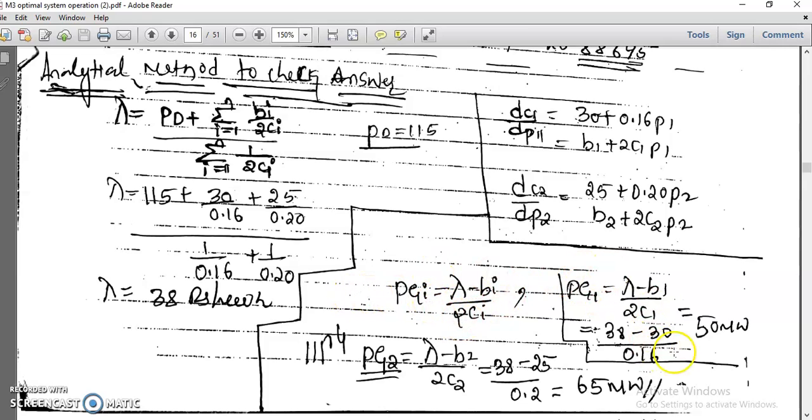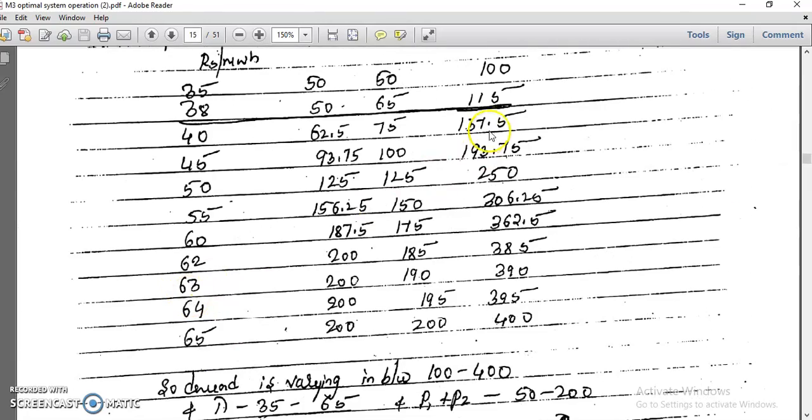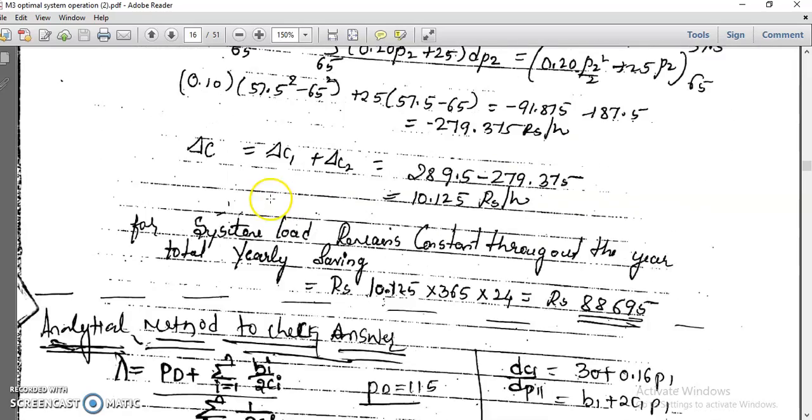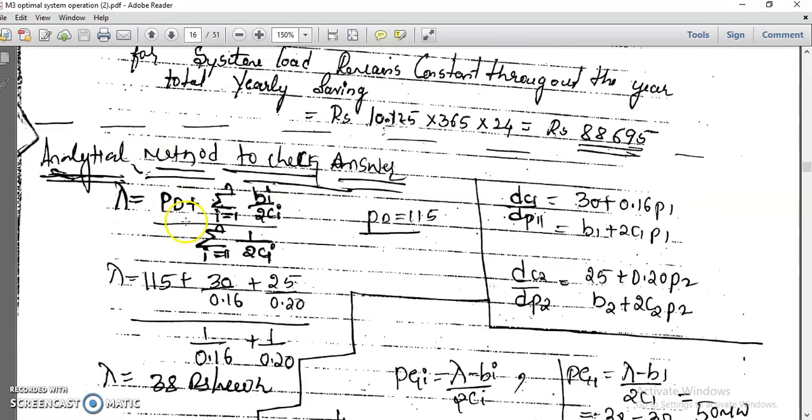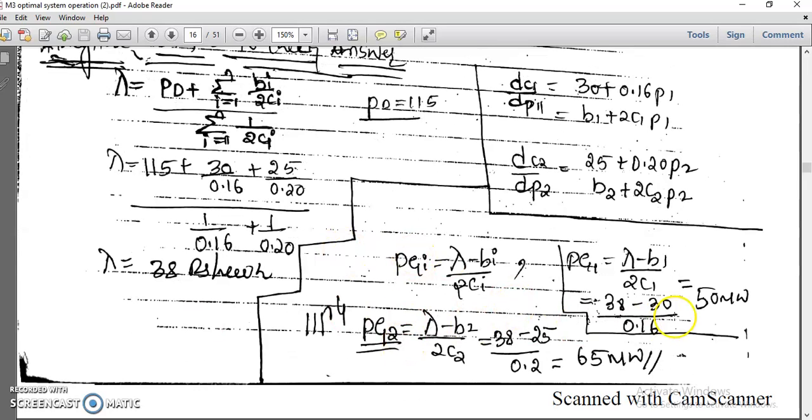If you do Pg1 and Pg2, see what happens: 50 comes, 65 comes. So directly, if you substitute PD as 115, we get lambda directly as 38. Look here, if PD is 115, lambda we are getting directly 38. This is the analytical method. Once we find lambda for the particular 115, we substitute all the values and get 38, and Pg1 and Pg2 values 50 and 65. The same thing you can substitute in that table also.